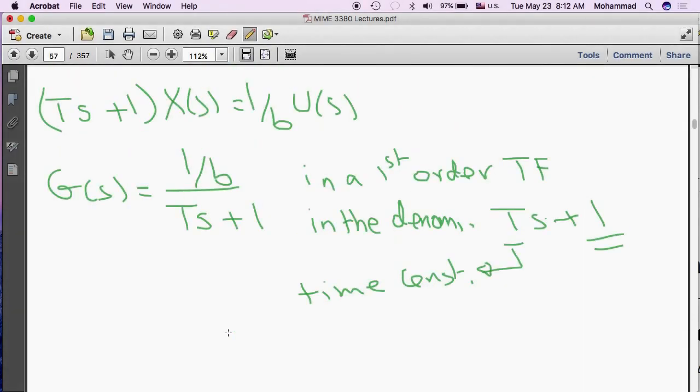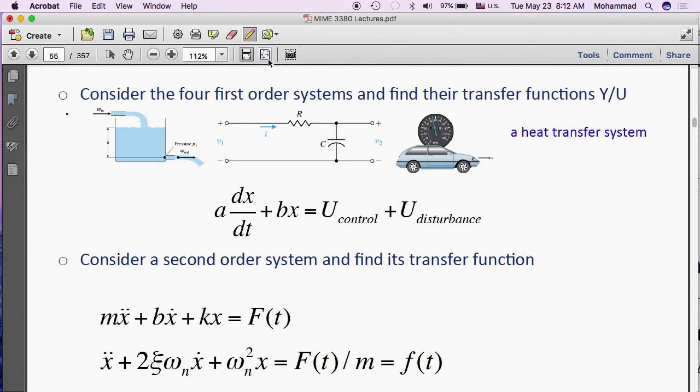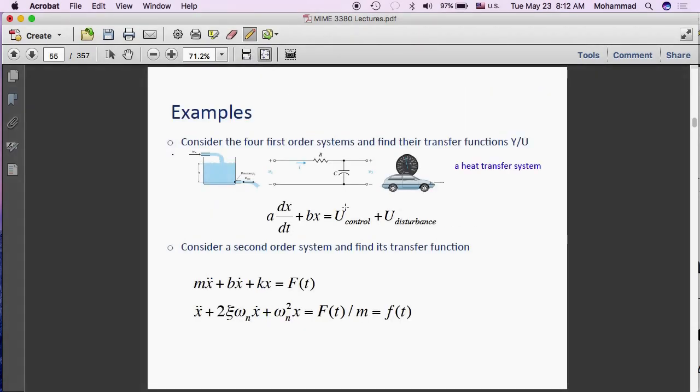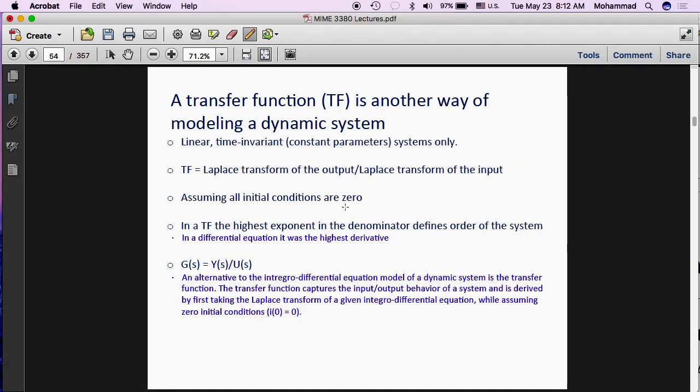So let's go backward and review what we did last time. If you recall, last time we started the conversation about another way of modeling called a transfer function. A transfer function is a ratio. By the way, transfer function is a model. The same way a differential equation is a model of a system, regardless of its physics, transfer function is also a model, and it's a ratio between the output in the numerator and input in the denominator when both of them are in Laplace domain.